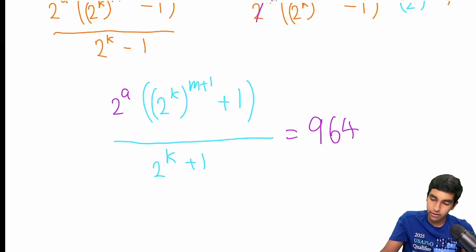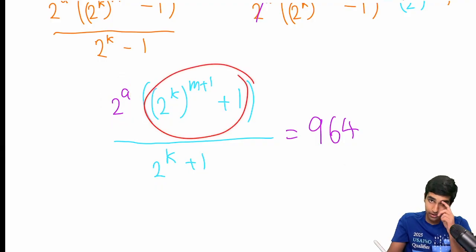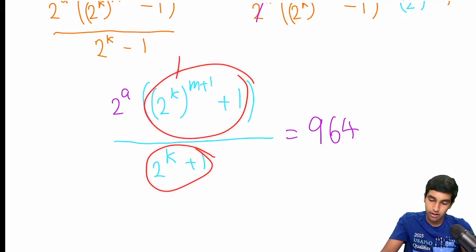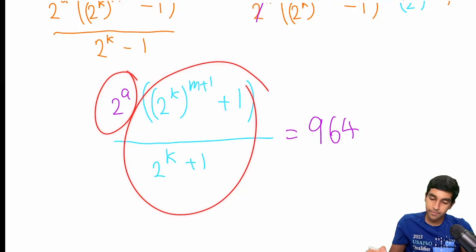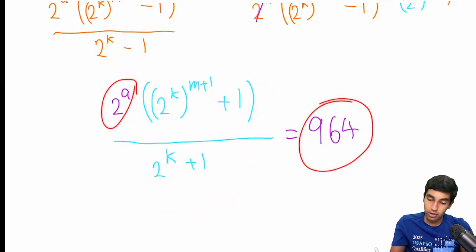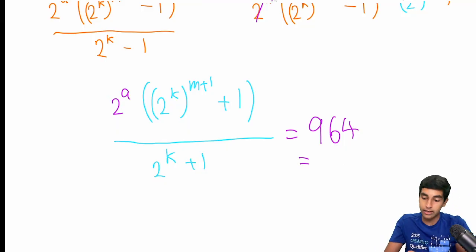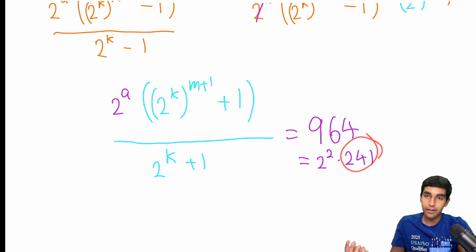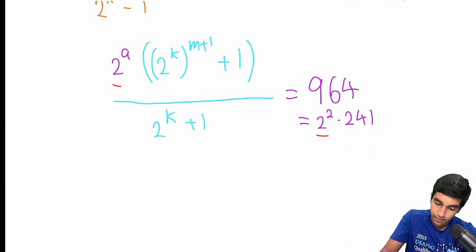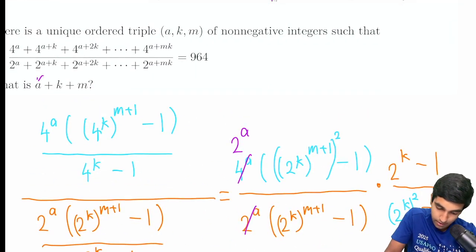Okay, so first things first, 2 to the a. Notice this is odd. This is also odd, right? Because even, we add what? Odd. So all of our factors of 2 must come from 2 to the a. So 964 is 2 times 482, 2 squared times 241. And we can see 241 is clearly odd, right? So 2 squared, this part is odd, so we know a has to be 2. a equals 2, so let's immediately write that over here.